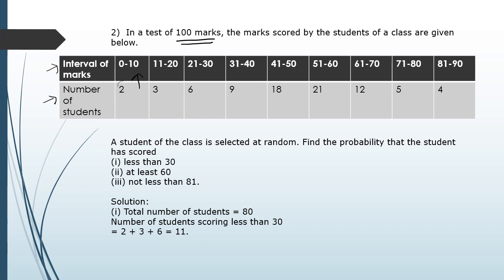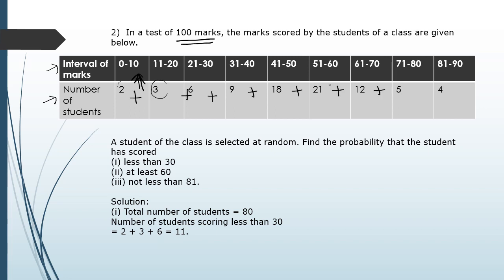Alright. Let's find out the total number of students we have, because that would give us our sample space. How will we find the total number of students? Here we have been given the count for the number of students for each interval of marks. For example, for 0 to 10, I have 2 students. Then for 11 to 20, 3 students. All the students have given the exam, and this is the score that they have got. So from this table, we can get the count of the number of students by adding all of them together.